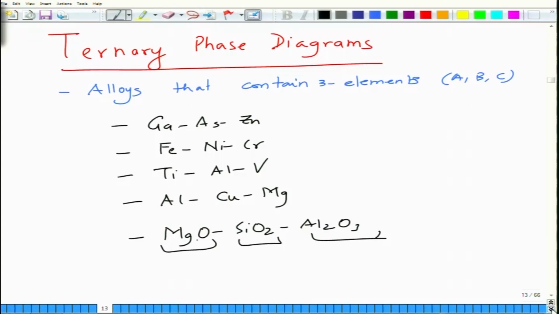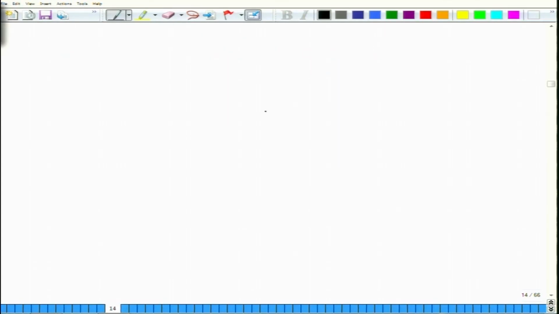So essentially, what it means is that you have a phase diagram in which, let's say, you have a phase diagram like this. Okay.